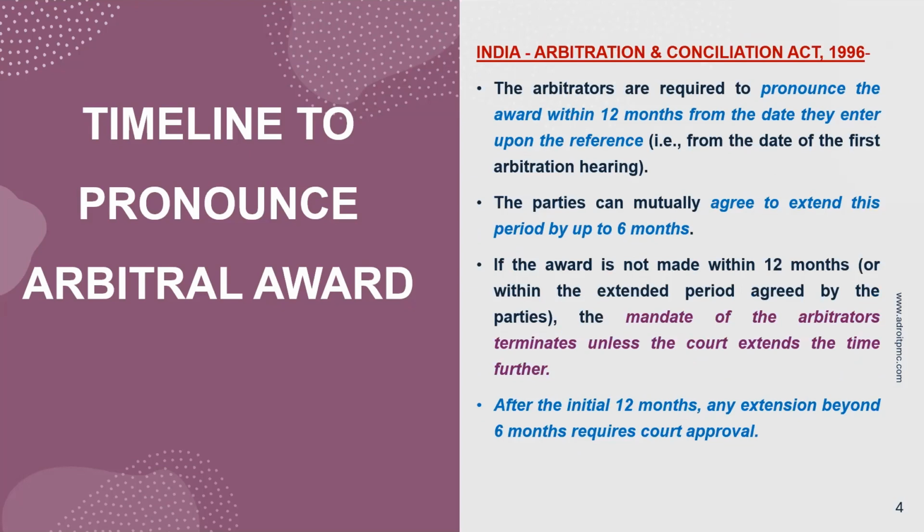If it is in India, the arbitrator has to make the award within 12 months from the date he enters into the reference, that is, the date of the first arbitration hearing. This 12 months could be extended for another 6 months, similar to UAE arbitration law. The parties could mutually agree on this extension. If not, they could again approach the court for the extension of timeline. Whatever the timeline, the arbitrator has to strictly stick to it, conduct the proceeding accordingly and pass his award.